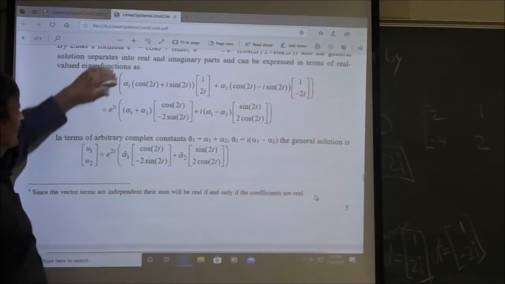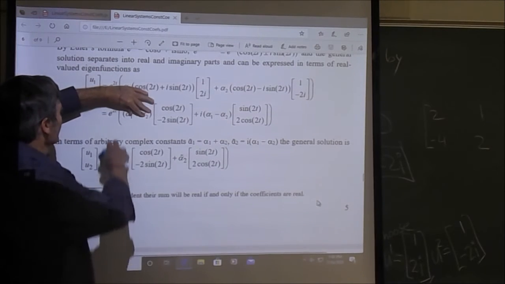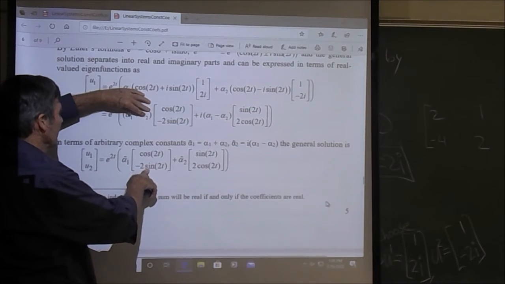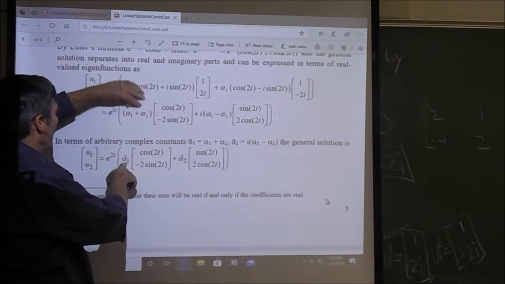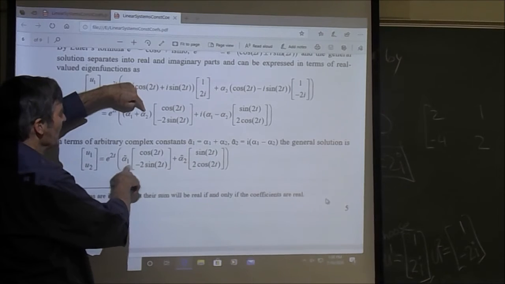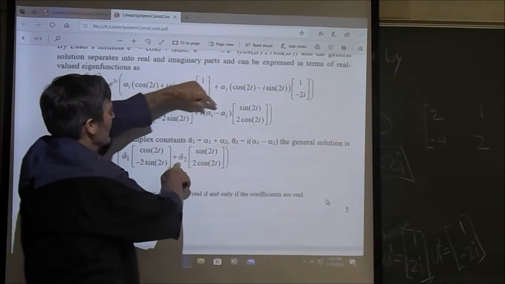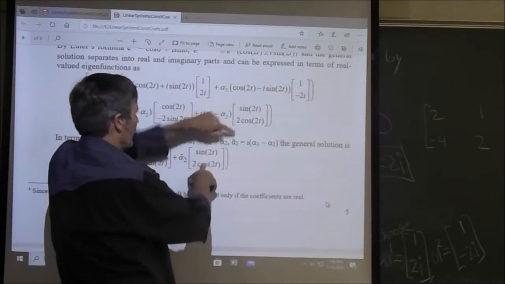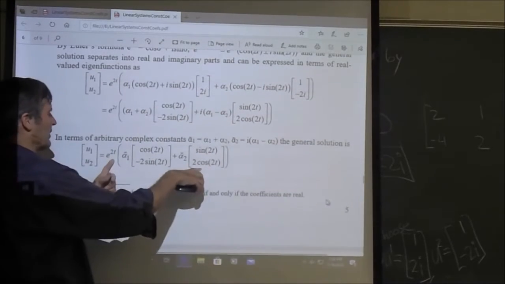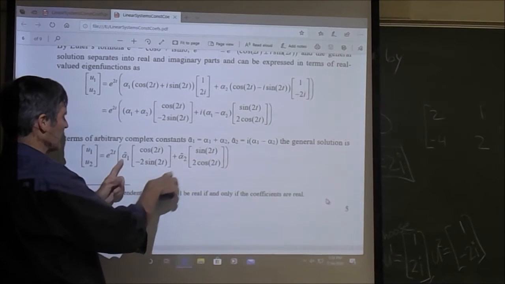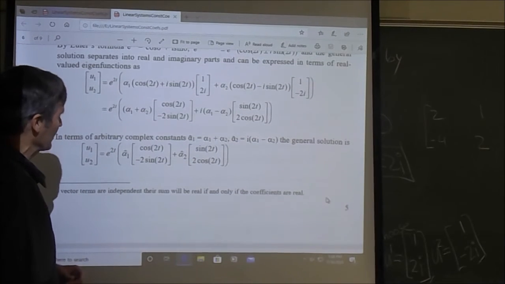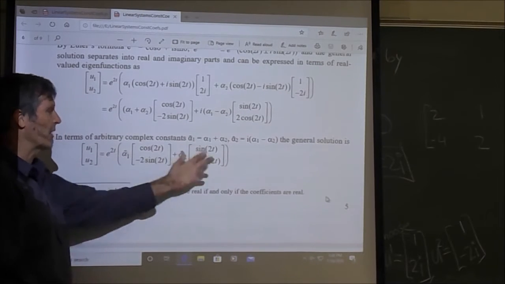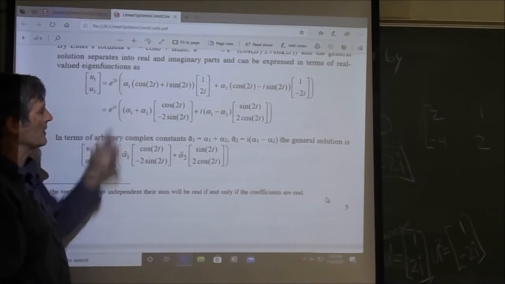So what I simply do is I take e to the 2t (cosine minus 2 sine). That's one solution. I multiply by alpha 1 tilde, which is alpha 1 plus alpha 2. I let alpha 2 tilde be defined to be (alpha 1 minus alpha 2) times i, and let that multiply this vector. And this times e to the 2t is a solution. An arbitrary linear combination of those is the general solution still. If we let these be arbitrary complex numbers, we still get all complex solutions. All we did was rewrite this.